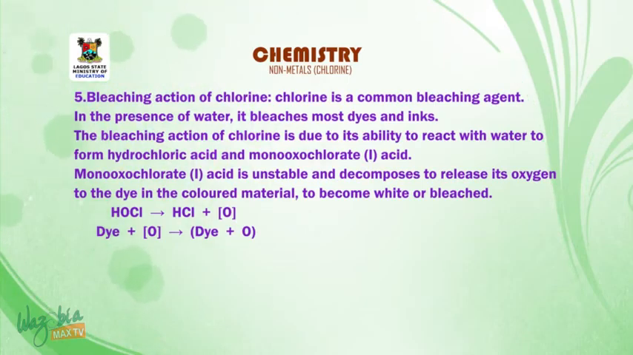Monooxochlorate 1 acid is unstable and decomposes to release its oxygen to the dye in the colored material to become white or bleached, as shown in the equation. We have oxochlorate 1 acid decomposing to give hydrochloric acid and oxygen. In the second equation, the oxygen evolved combines with the dye in the fabric to become white or bleached.